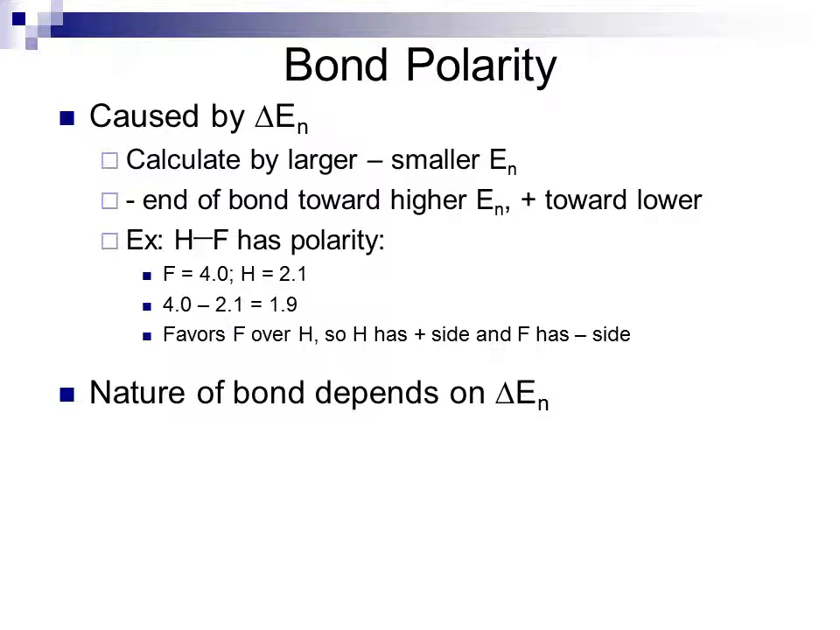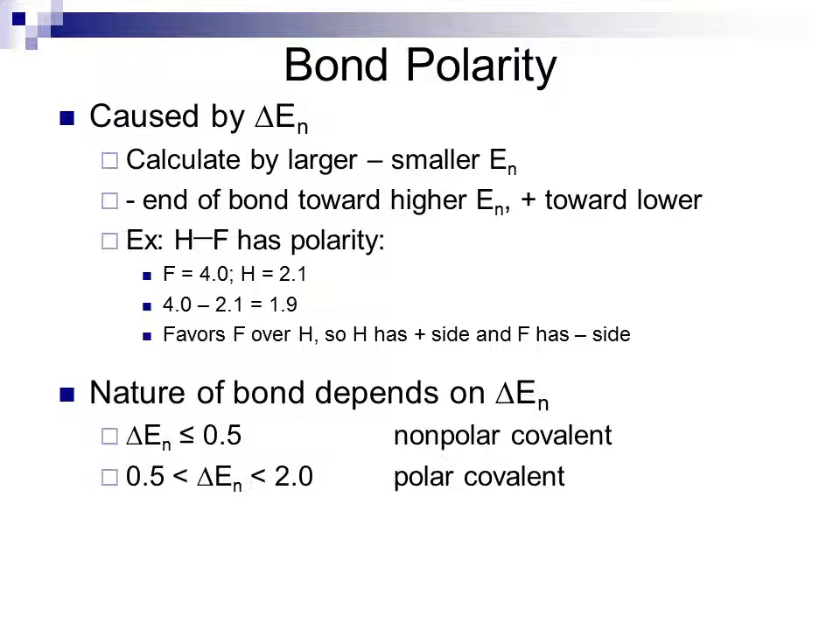Now, the nature of the bond depends upon the difference in electronegativity itself, numerically speaking. If that difference is less than or equal to 0.5, we consider it to be a non-polar covalent bond. If it is between 0.5 and 2.0, not inclusive, we consider it a polar covalent bond. And if it is greater than or equal to 2.0, we call it an ionic bond.